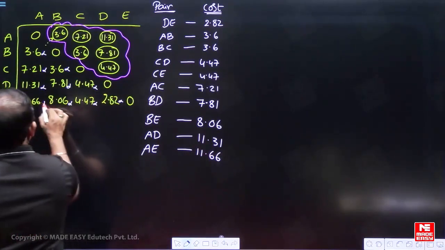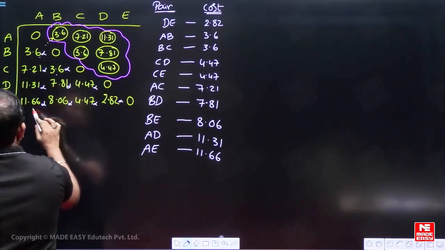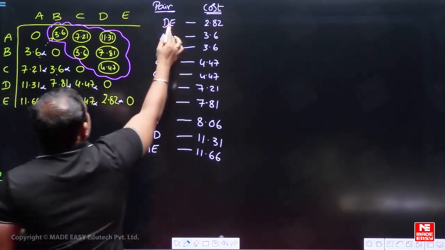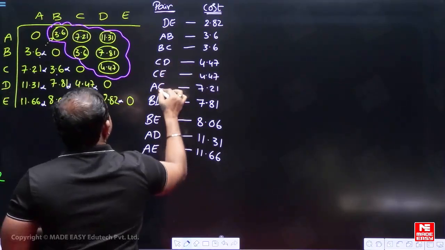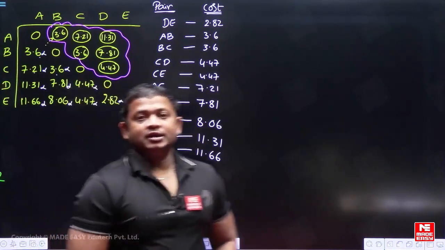Now see how many pairs there are: 1, 2, 3, 4, 5, 6, 7, 8, 9, 10. So all 10 pairs are considered.